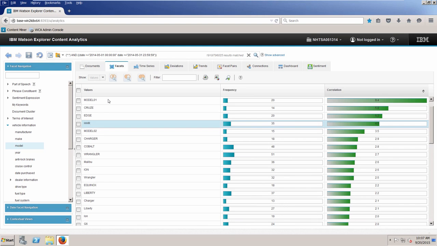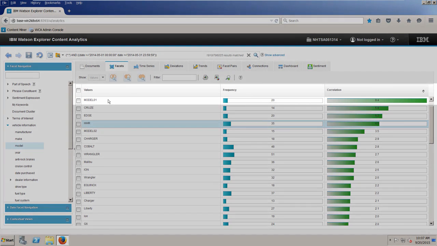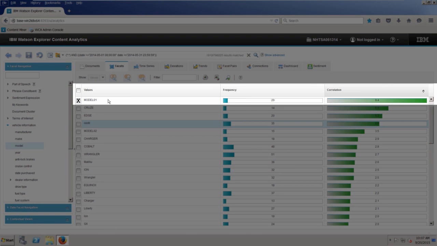When sorting by correlation, we noticed that a model of car made by this manufacturer, we'll call it Model A, rose to the top of the list. The high correlation index is telling us that even though there's a relatively low number of incidents for this model, it was statistically unusual and we should investigate further.